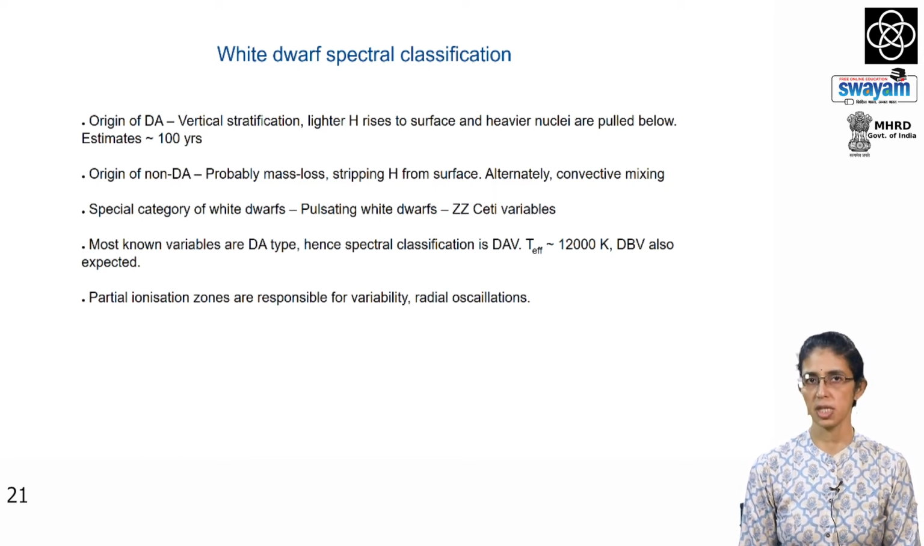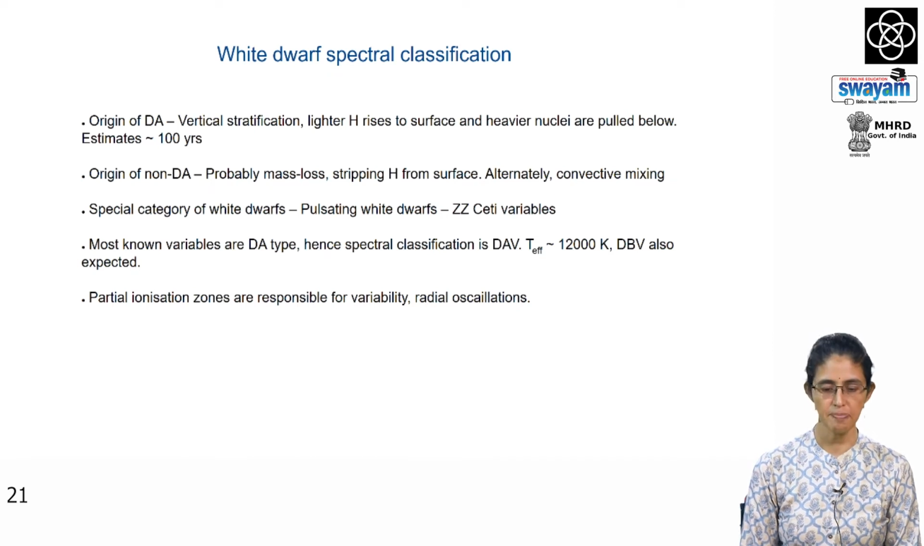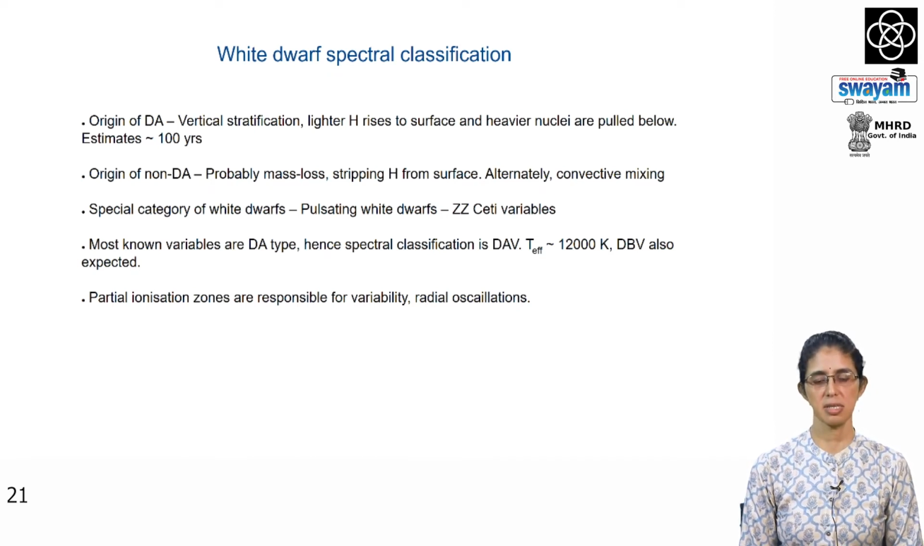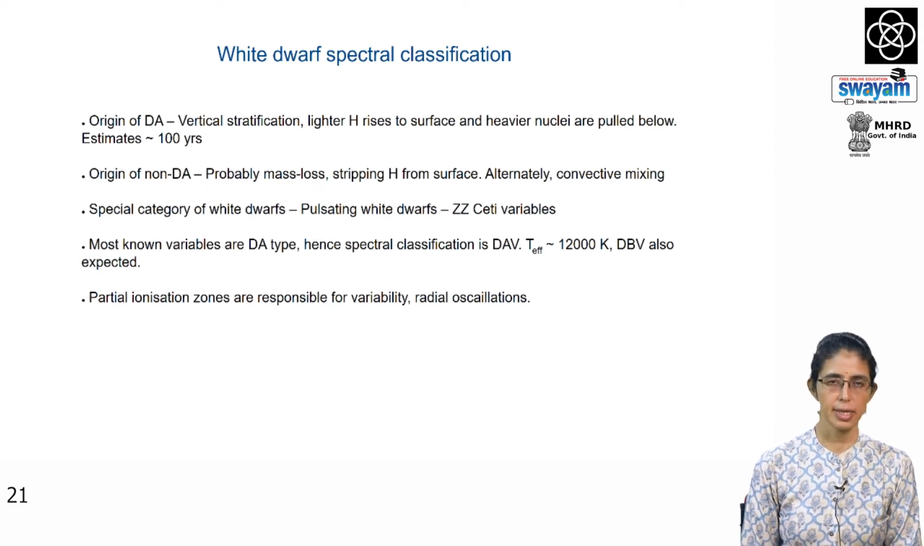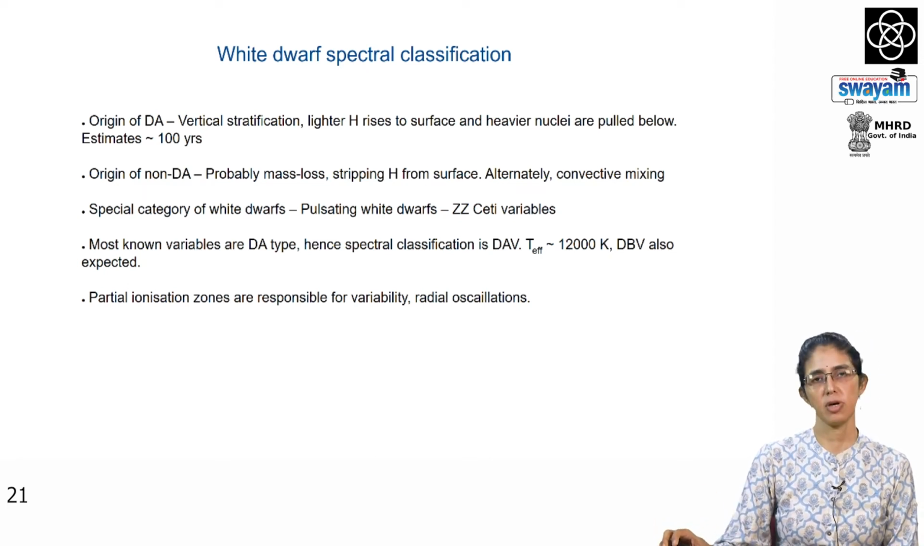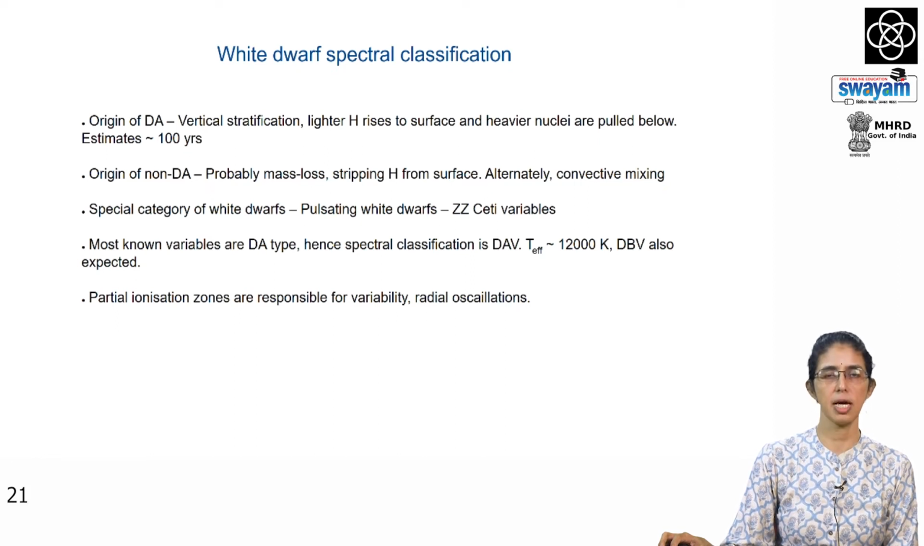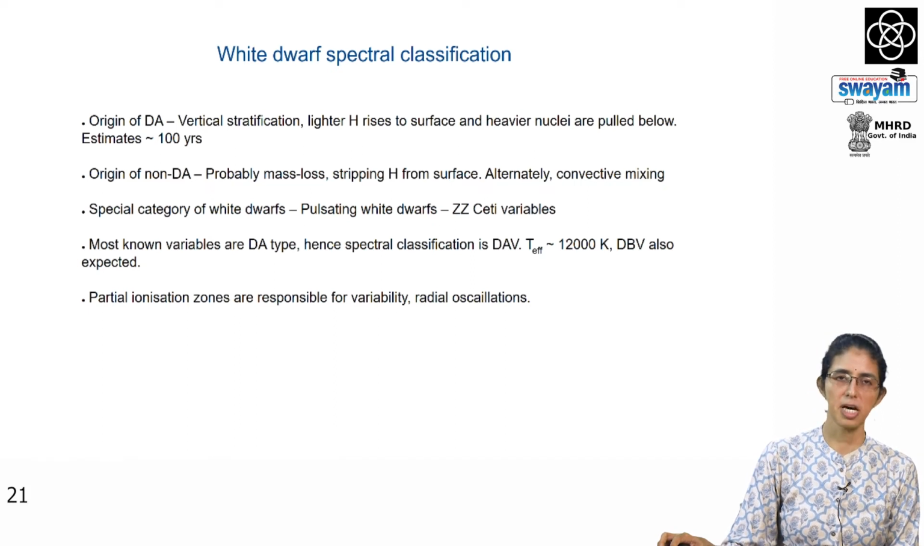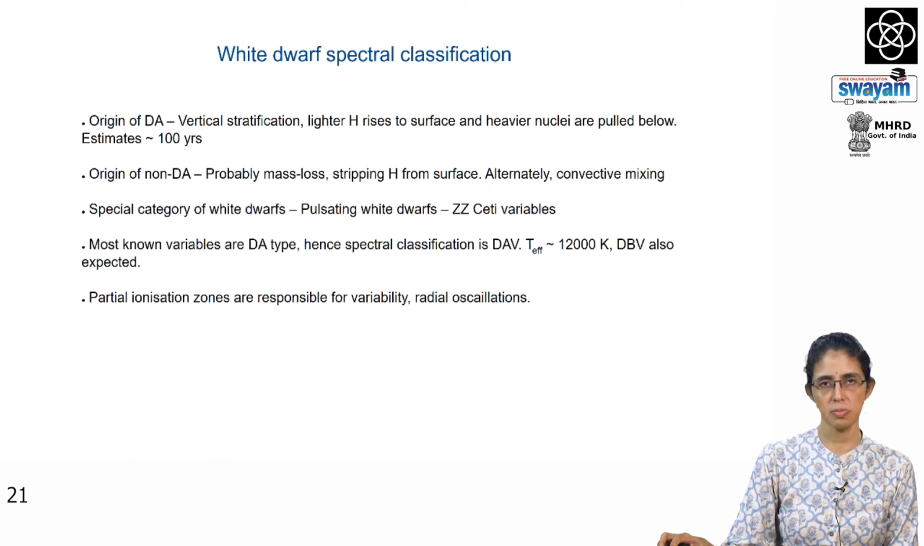There is also a special category of white dwarfs which are pulsating, and these are known as ZZ Ceti variables, after the ZZ Ceti white dwarf, and this is because of radial pulsations in these white dwarfs. These kinds of variable white dwarfs are given the classification V. So, for example, one can have DAV as a variable DA type white dwarf. And it is believed that partial ionization zones are responsible for the changing opacity and hence the radial oscillations.